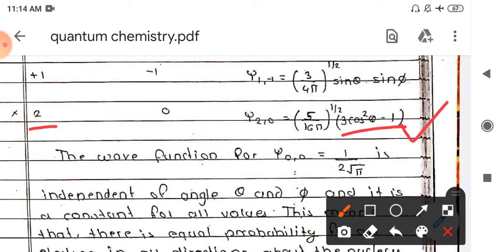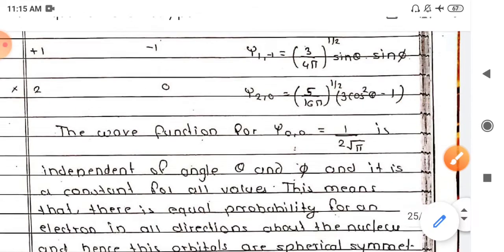So l is 2, and l equal to 2 corresponds to what? The d orbital. And this 0 corresponds to z square. So this is the representation of the dz square orbital.